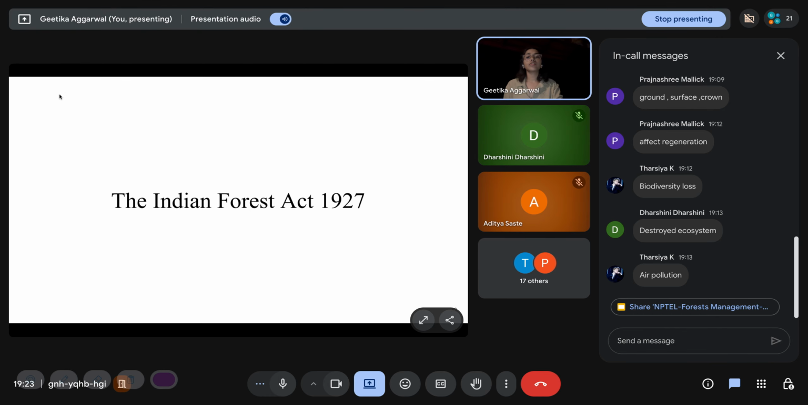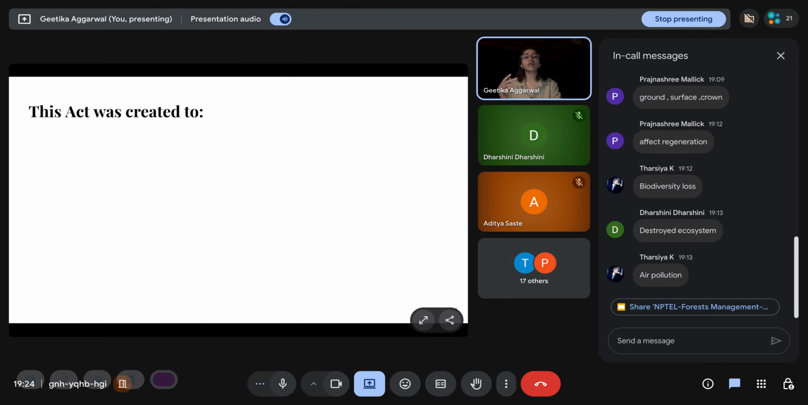Now, the next lecture was about certain forest acts of the country, certain forest laws which have been made by law and set up in order to protect our forests. So, the first one that was discussed was the Indian Forest Act, which was set up in 1927. Because we got independence in 1947, this one was set up under the British colonial rule, and it is still valid in our country. It's still being used. So the Indian Forest Act, why was it created?